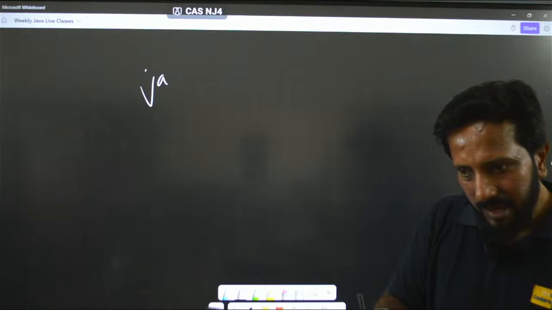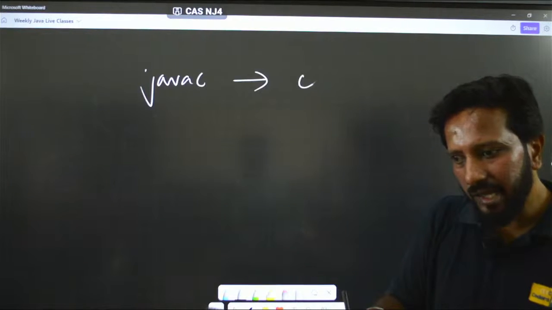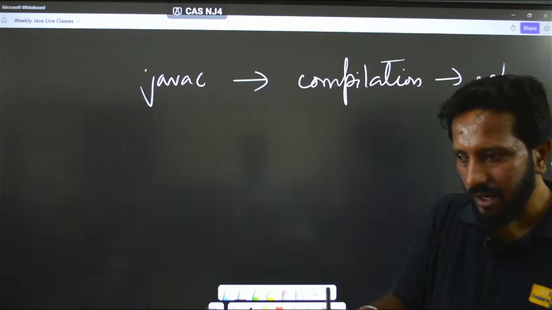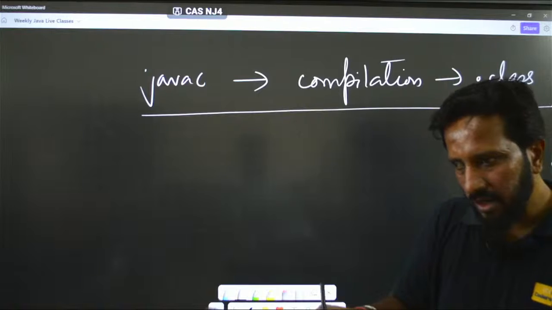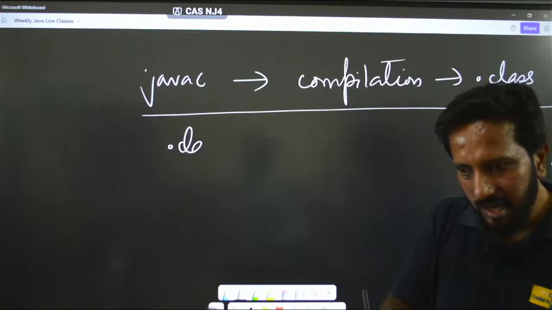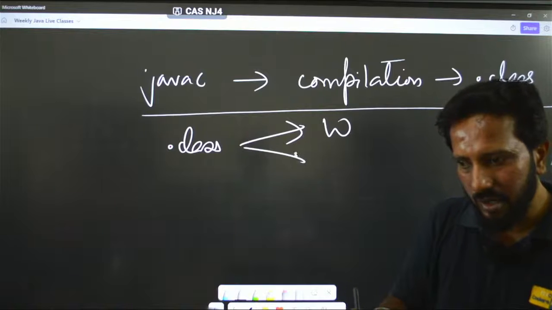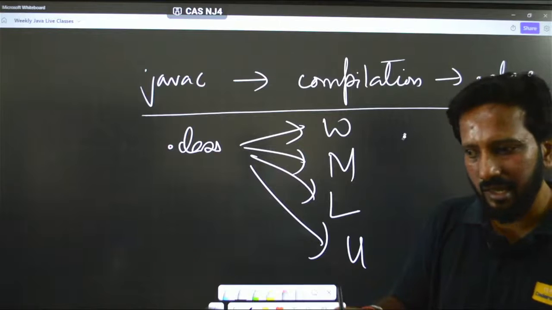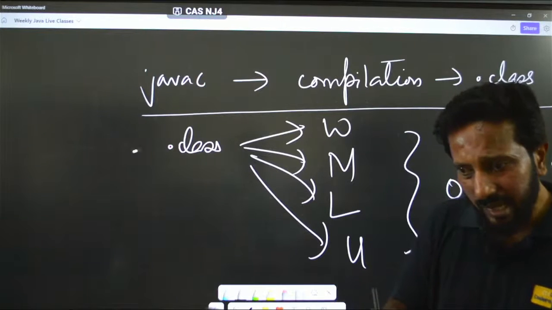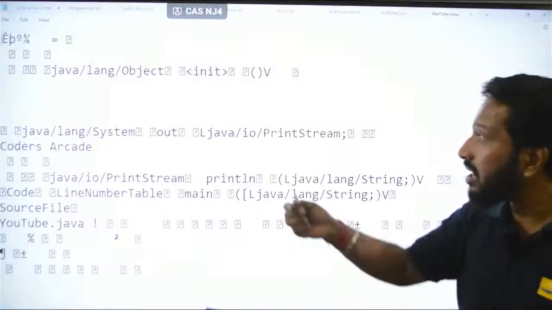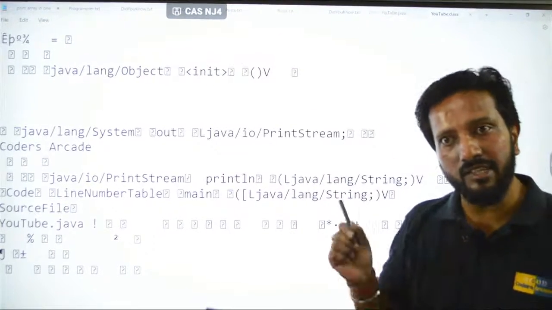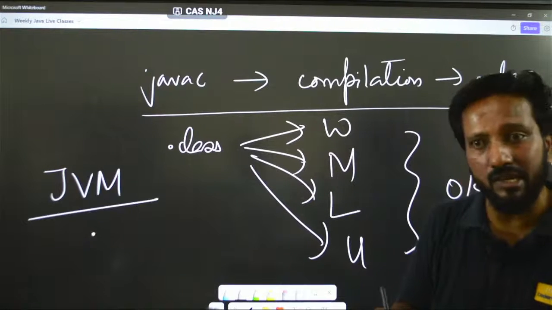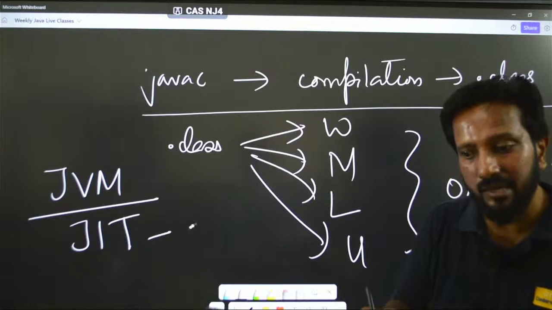So what I mean by this is, the javac compiler is doing the compilation. After that, we are getting a dot class file. Then when we take this dot class file to Windows, say Mac, say Linux, say Ubuntu, all these different operating systems, how is this bytecode understood by that particular system? That is the question, right? So there, in every JVM, we have one compiler that is called the JIT compiler.